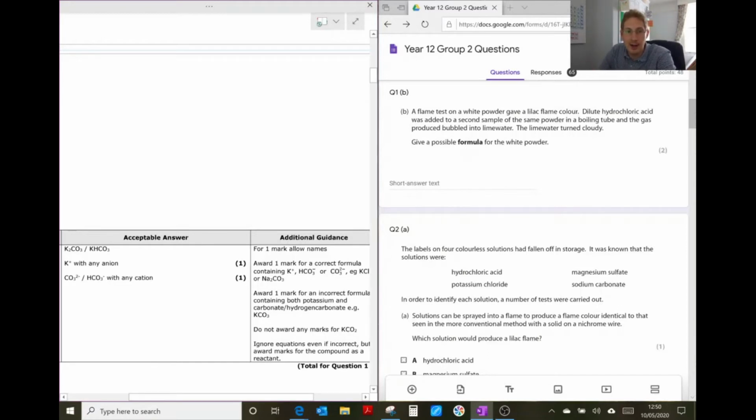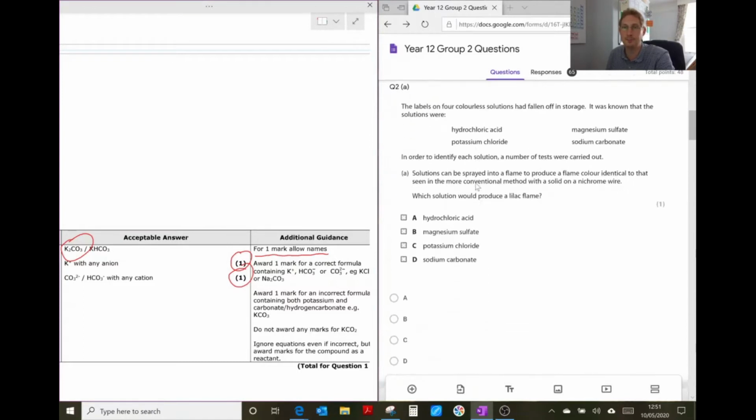K2CO3 was what they wanted. For 1 mark, allow potassium carbonate. But there was 1 mark for getting K+, 1 mark for getting CO3 2-. Okay, but K2CO3 was what it wanted. But pay attention, it's in bold: formula.